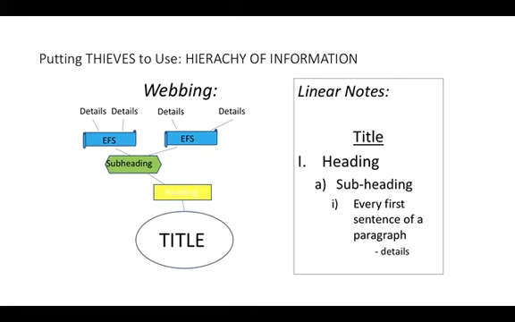You can see there on the left, the title goes in the middle, and you can choose a shape and a color. In this instance, it's just a white circle. Then the headings will come off of that title. In this case, it's a yellow square. I've just put up one heading, but you might have multiple headings underneath the title in the textbook. Underneath the headings might be subheadings, and then you can see every first sentence and then the details.